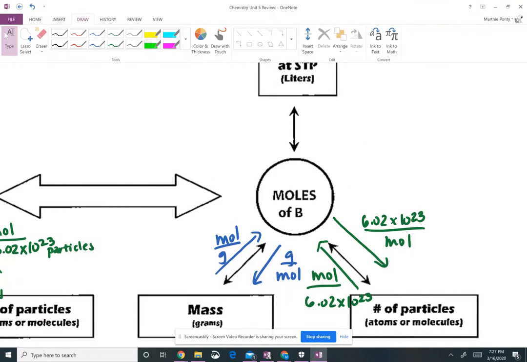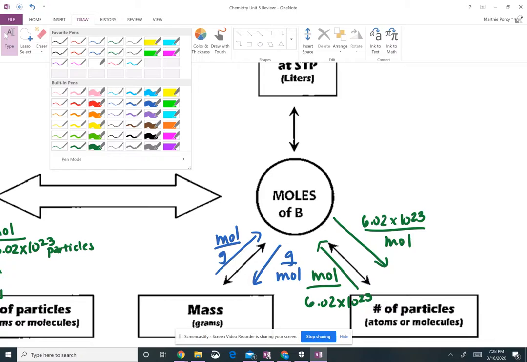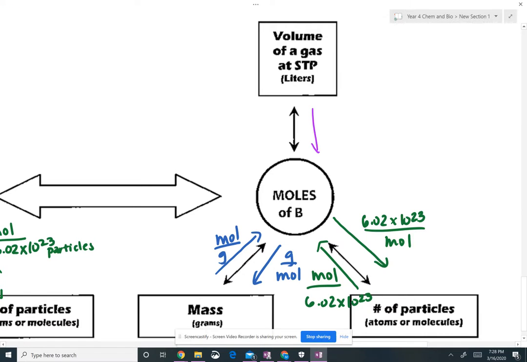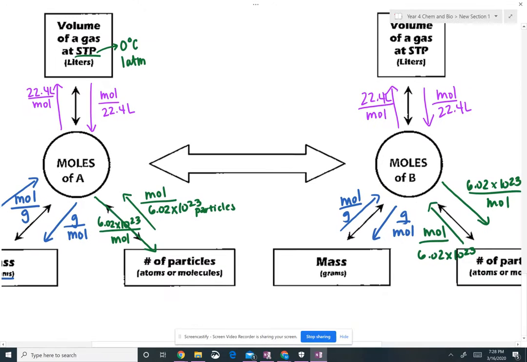Same deal if you are going from liters to moles: you want moles at the top and then 22.4 liters at the bottom. If you are going from moles to liters, you want your liters on the top and your moles at the bottom. So those are the things that you are looking for, and it's the exact same conversions.